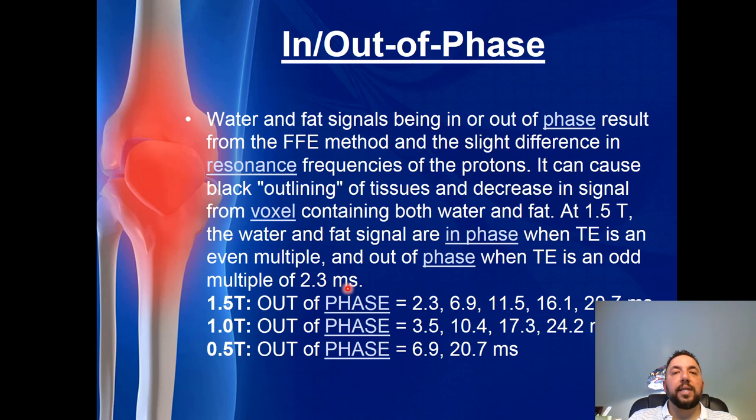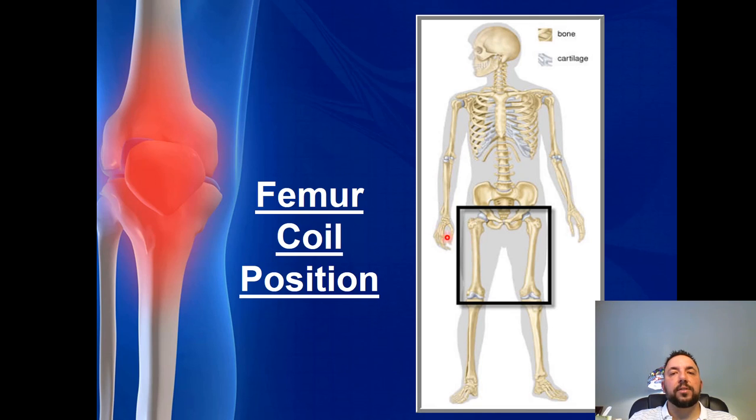Here are your TE values of what is in phase versus out of phase. If you're imaging at a 1.5 Tesla magnet, 2.3, 6.9, 11.5, 16.1 are those values that would be out of phase at 1.5 Tesla.